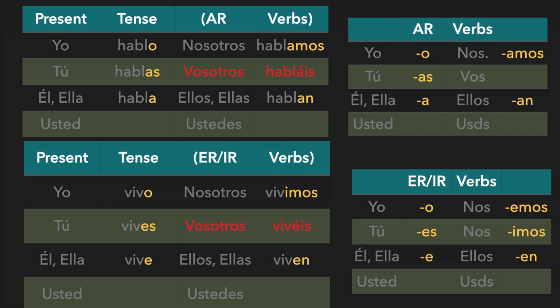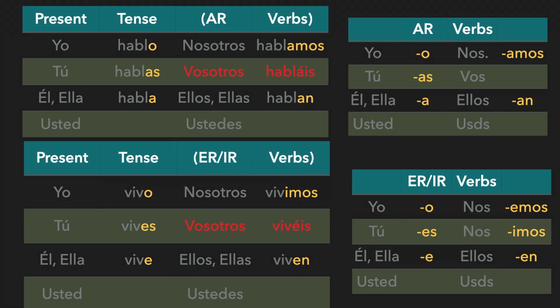Okay. Now, if you look at the bottom, you'll see the ER and the IR. They share a common conjugation. With the vivo, yo vivo, I am using a verb known as vivir, and we will see that here in a minute. Then you have es for vives, e for he and she, vive. Then you have the imos. After that, you have the en. Notice how it went to imos when we were discussing we.